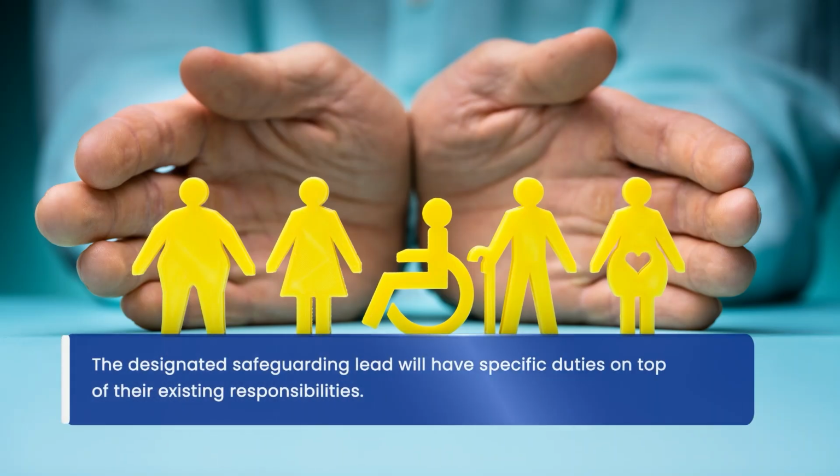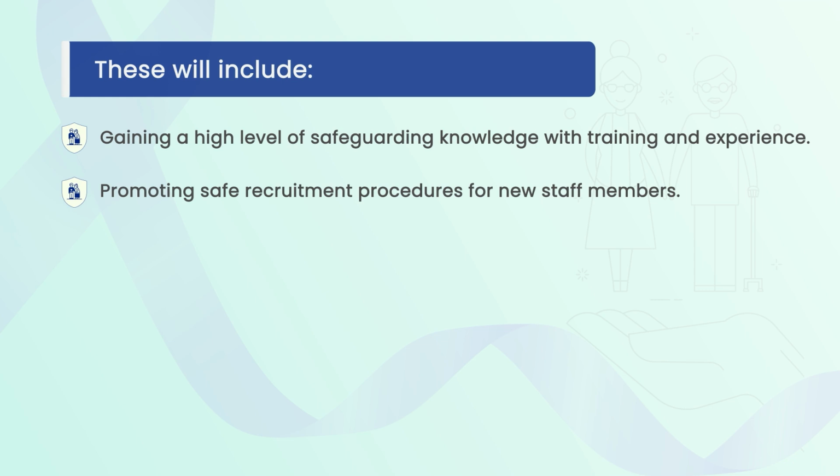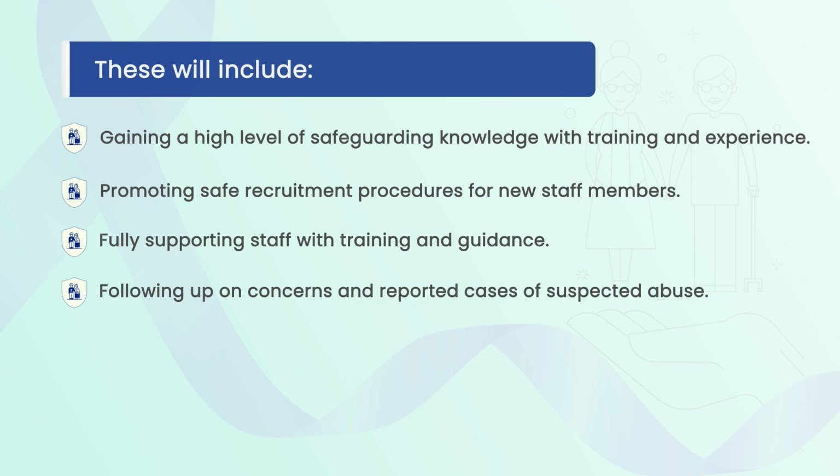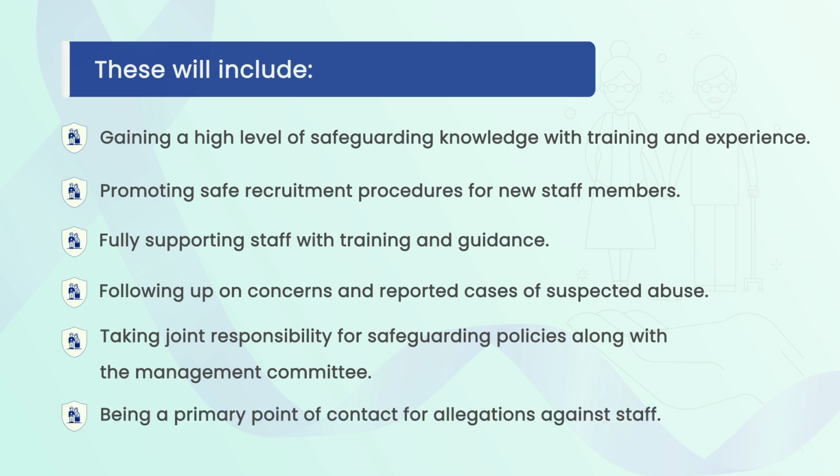The designated safeguarding lead will have specific duties on top of their existing responsibilities. These will include gaining a high level of safeguarding knowledge with training and experience, promoting safe recruitment procedures for new staff members, fully supporting staff with training and guidance, following up on concerns and reported cases of suspected abuse, taking joint responsibility for safeguarding policies along with the management committee, and being a primary point of contact for allegations against staff.